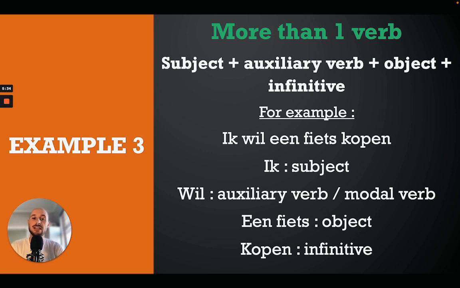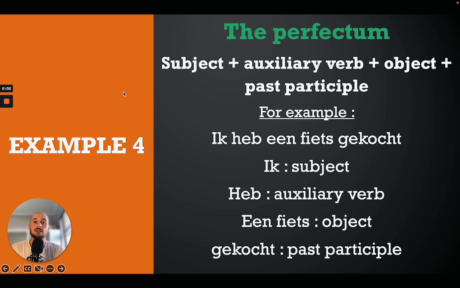We will never say, "ik wil kopen een fiets". That would be correct in English, that would be correct in many other languages. However, in Dutch, that second verb is going all the way to the end. So remember that one if you have more than one verb in your sentence. So we'll take a look at the perfectum.